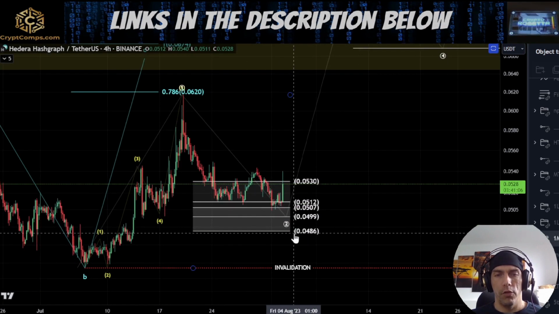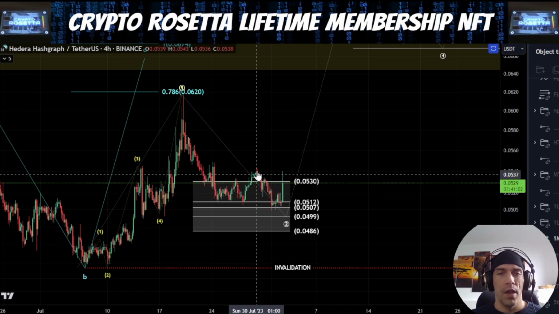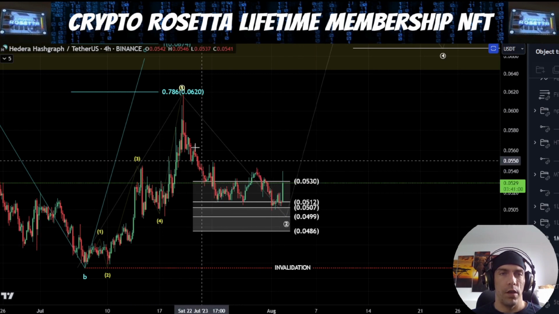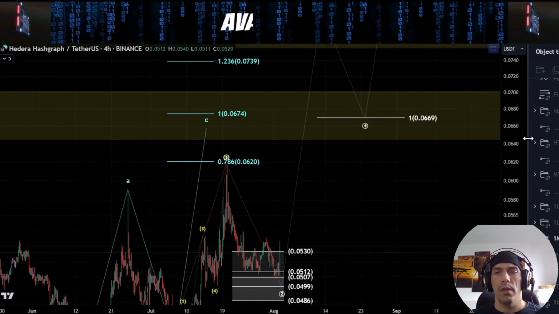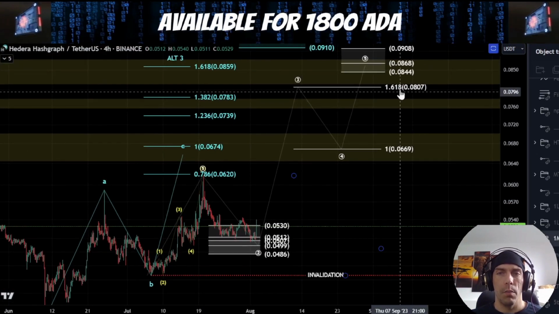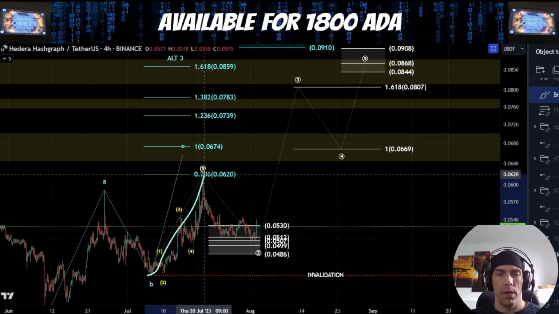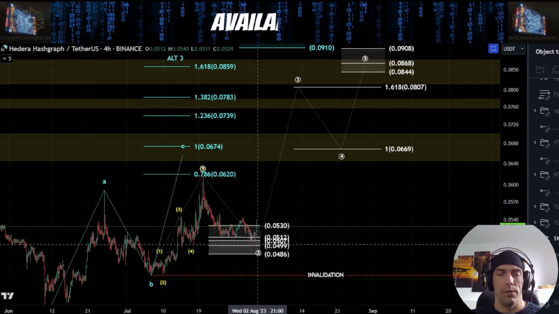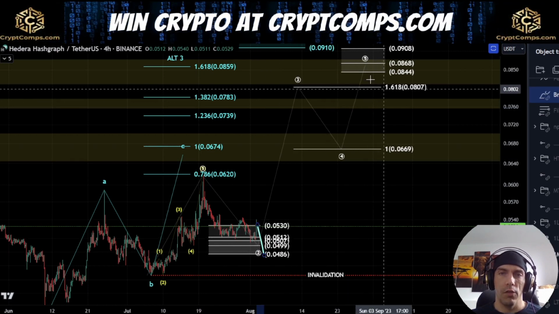If we do look to push down one more time, we could potentially still look to push towards this 0486. And this would still align with the idea here that this could be a 1 and a 2. Now the way that this confirms is by getting a bigger move up towards this 1618. So this is taken from the low to the high and then back to the low of the wave 2. So if we do see price push down here one more time, this would effectively change this target.